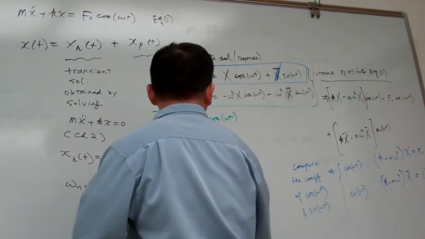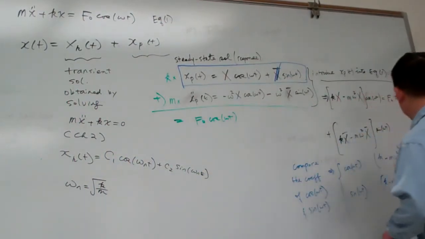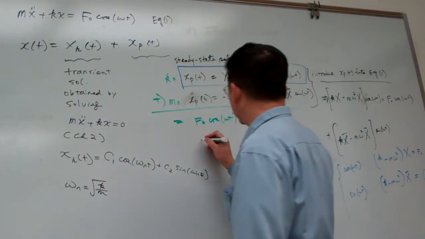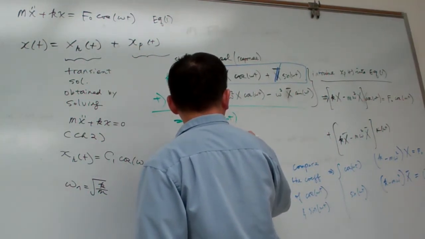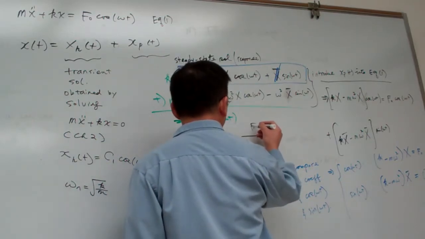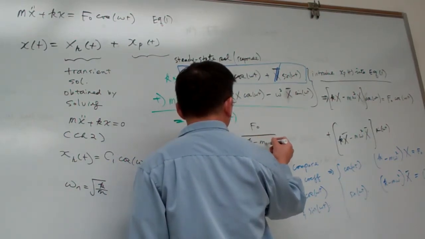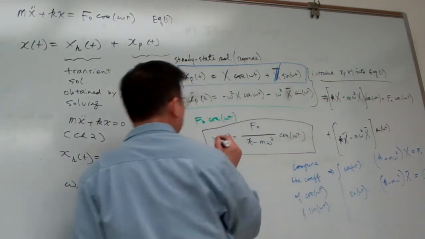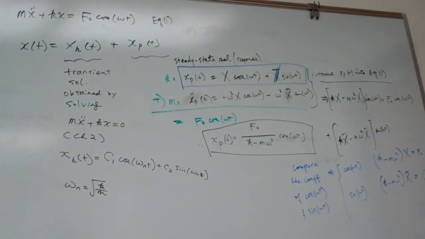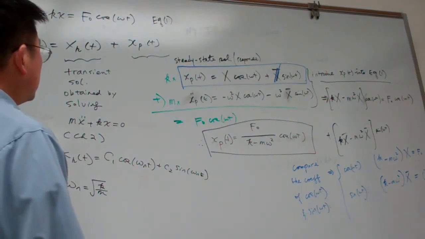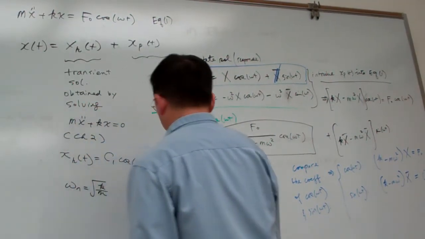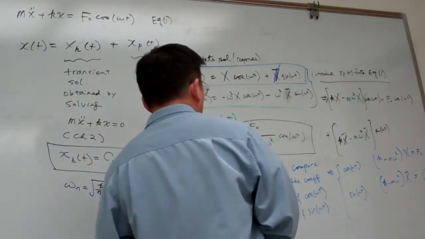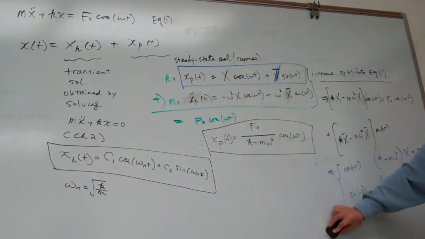So therefore, from here, let me rewrite. We can know the capital X equals F naught divided by K minus M omega square. So therefore, xp(t) will be equal to capital X, that is F0 divided by K minus M omega square, times cosine omega t. Okay, so that is the solved steady state response. So right now we have individually come up with the form, and so let me erase these portions.